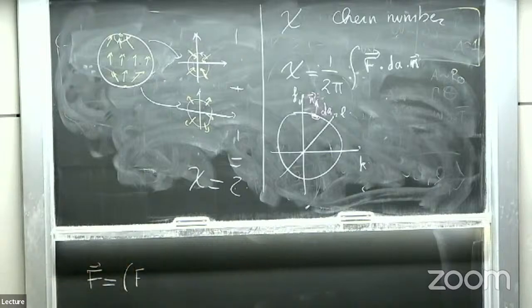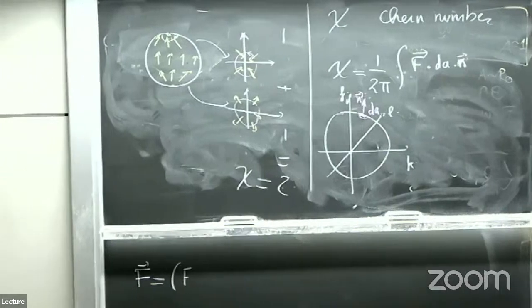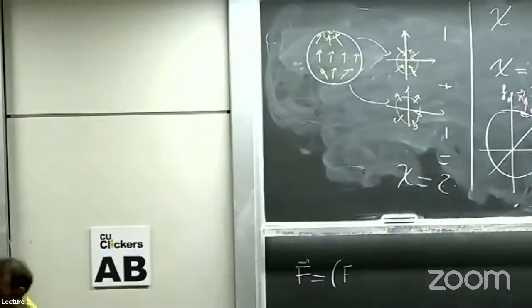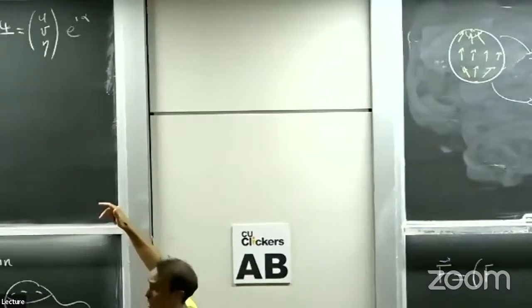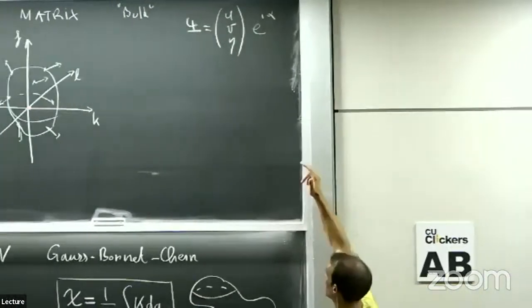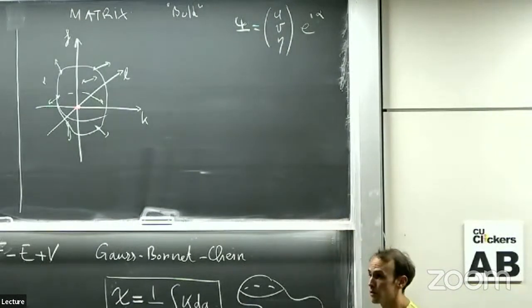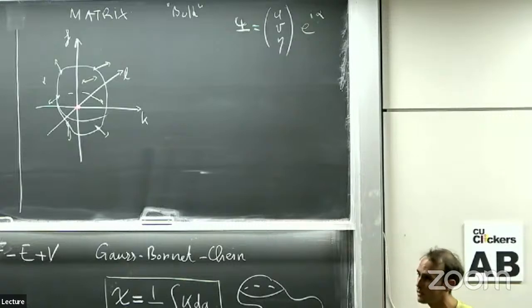Yes, the vector field is three-dimensional because we have a three-component wave problem with u, v, and eta. And it's not only three-dimensional, each component is a complex number. So it's difficult to visualize those kinds of objects. Yes?